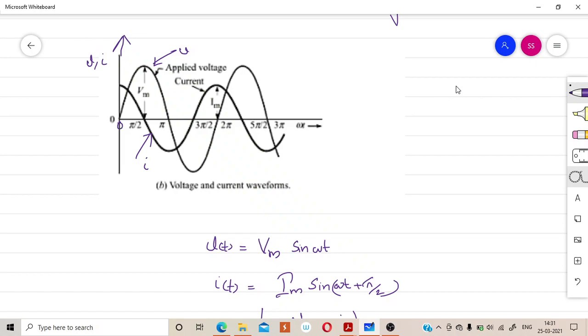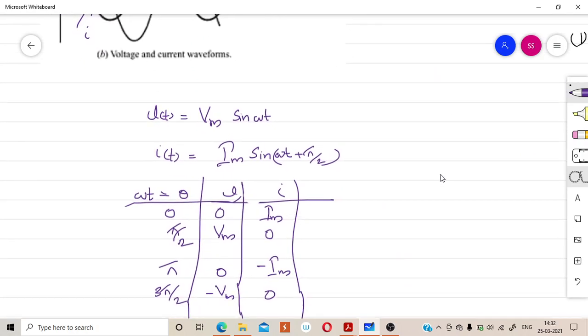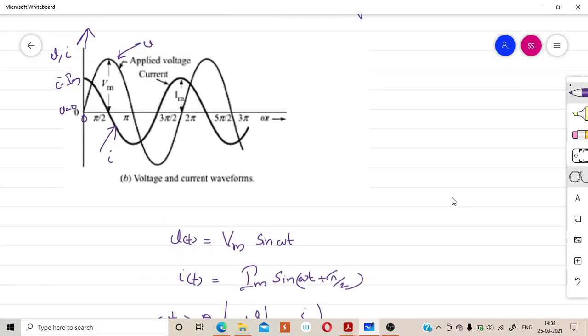That is, for theta equal to 0, you will get I equal to Im and V equal to 0. And for theta equal to pi by 2, you will get V equal to Vm and I equal to 0. Like that you will get all the points, and if you draw a smooth line joining all these points, then you will get this waveform.